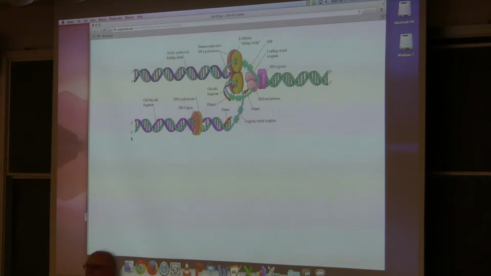Now you'll notice I'm saying we. This is actually happening in E. coli. But what's happening in our cells is essentially the same. The proteins have some different names. We're not going to worry about those names for the most part. But the functions are the same. We have something almost identical to the beta clamp that holds the polymerase at the replication fork in our cells. Okay? Yes?